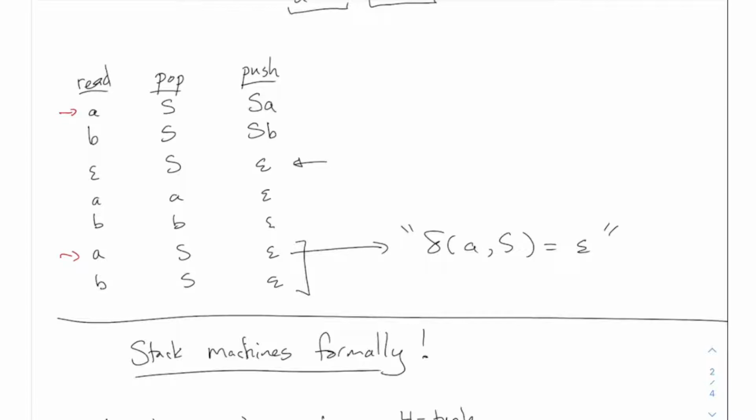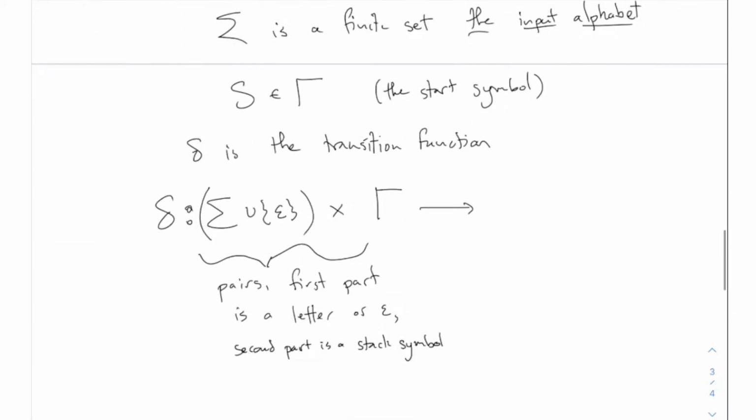What is delta of A comma S? Well, in this example, it could be SA, but it also could be epsilon. So really the correct way to write this is, it is the set SA comma epsilon. You can get possibly two answers from this particular stack machine. So the answer is always a set of strings from gamma. So I see the question, I'm just going to write that first. A set of strings of gamma.